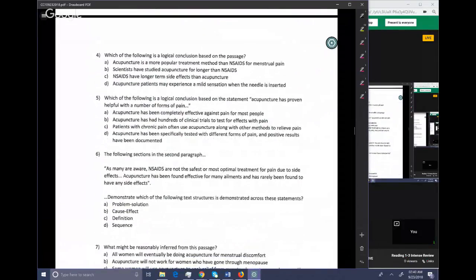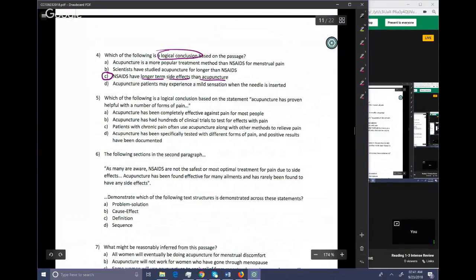4, which is a logical conclusion based on the passage. So logical conclusion always depends on the frame of our answers. In this particular case, C is our best answer. NSAIDs have longer term side effects than acupuncture.